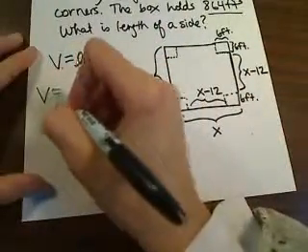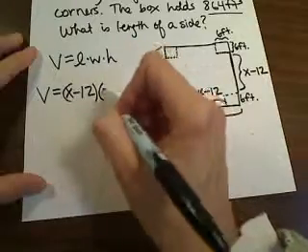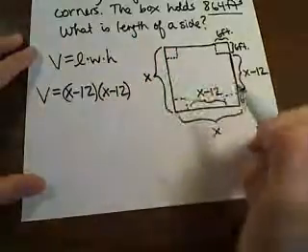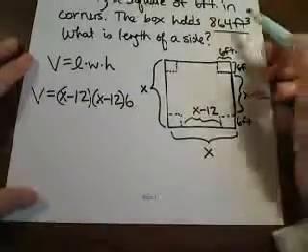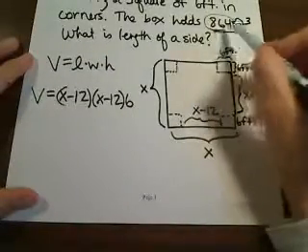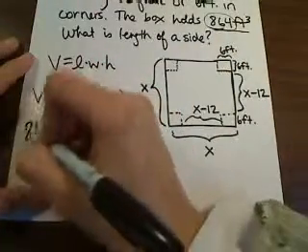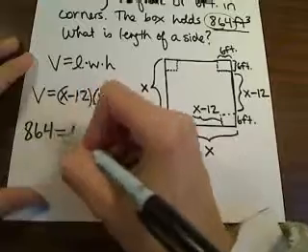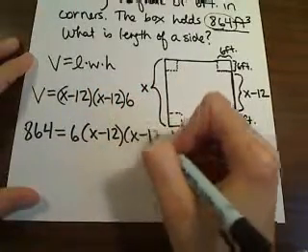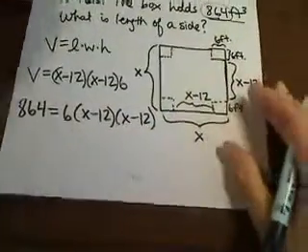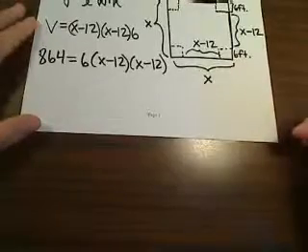So if I plug this into my formula, I actually have x minus 12, that's the length, times the width, which is x minus 12, times 6, which is the height. And I want to solve this, so I want to plug in 864 for the volume. So 864, I'm going to bring the 6 out front here, is 6 times x minus 12 times x minus 12. And we just now want to solve this quadratic, essentially. Okay.